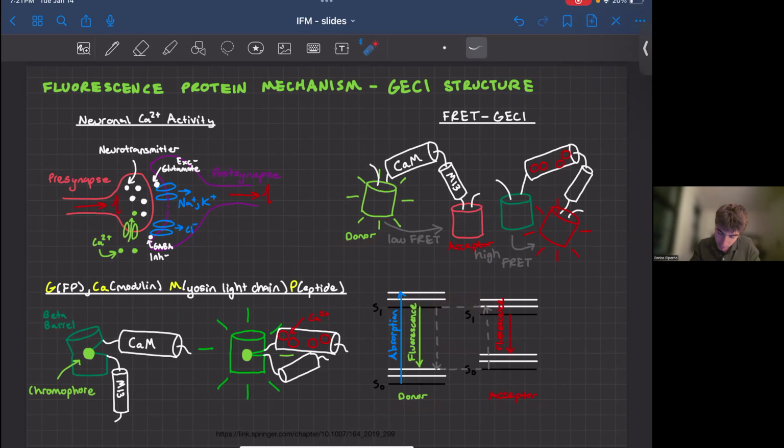When calcium is not present, the donor is far away from the acceptor, thus allowing for a high donor fluorescence, while in the presence of calcium, the myosin light chain peptide brings them closer together, thus allowing for a higher FRET transfer efficiency, allowing for the acceptor fluorescence to increase. This change in fluorescence between the donor and acceptor can be extracted to relative changes in calcium ion concentration within the cell.